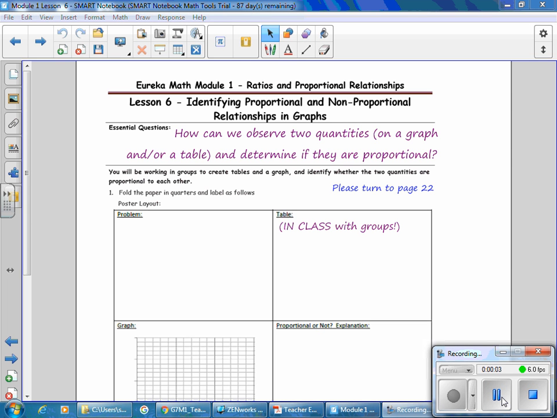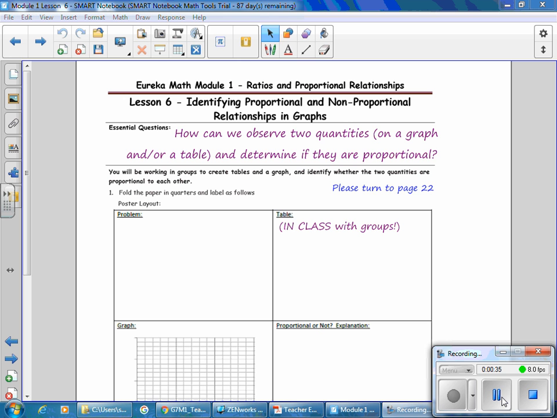This is Mrs. Zappia with Eureka Math Lesson 6 for Module 1, 7th grade, Identifying Proportional and Non-Proportional Relationships in Graphs. The student outcomes for this lesson: Students examine situations carefully and decide whether two quantities are proportional to each other by graphing on a coordinate plane and observing whether all the points would fall on the line that passes through the origin. And the second outcome, students study examples of relationships that are not proportional as well as those that are.